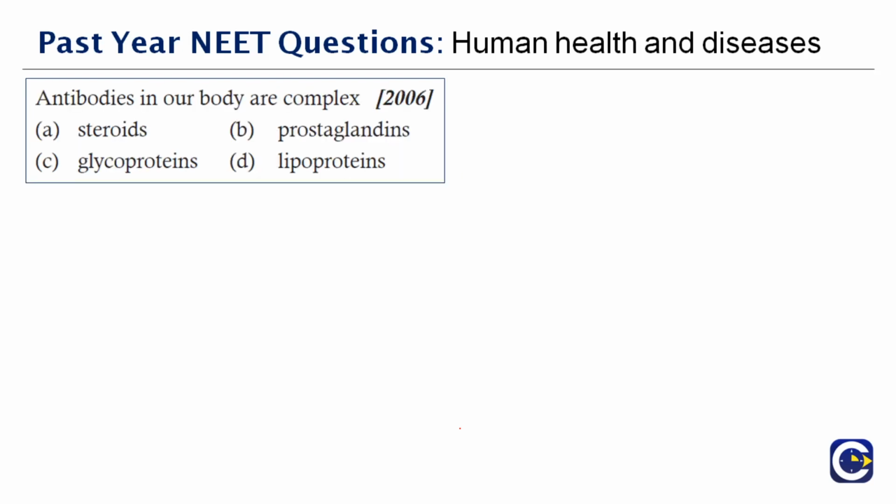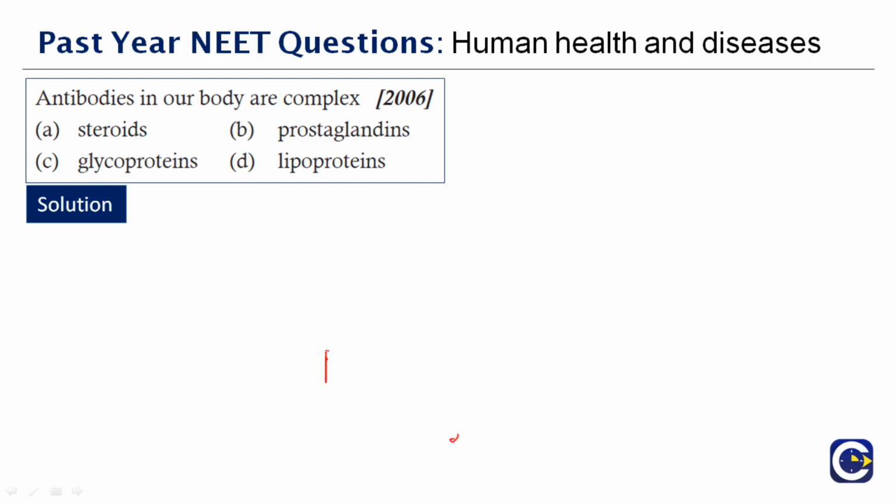Next question here. Antibodies in the body are a complex of dash. Very, very easy question. What are they? The clue is they are a combination of sugar and proteins. So it's glycoproteins. Whenever our body gets attacked by some foreign invaders, our body's immune system produces antibodies against it.